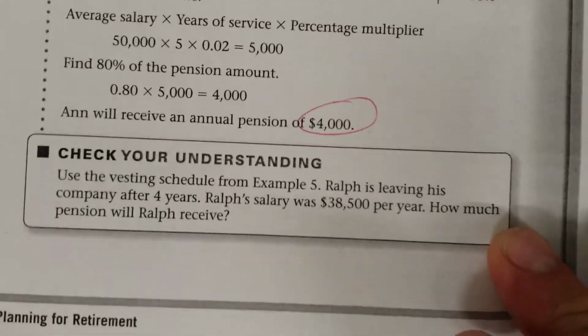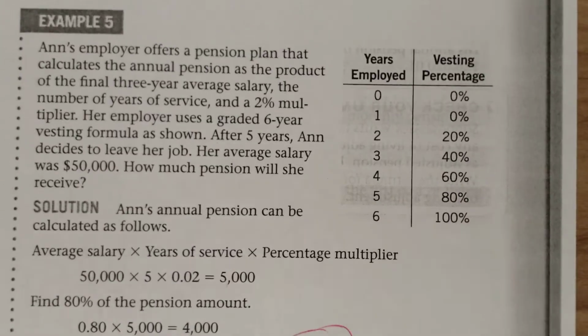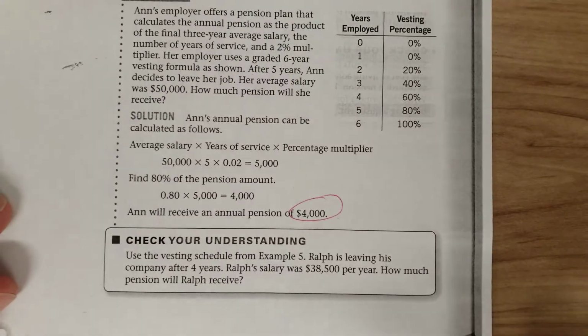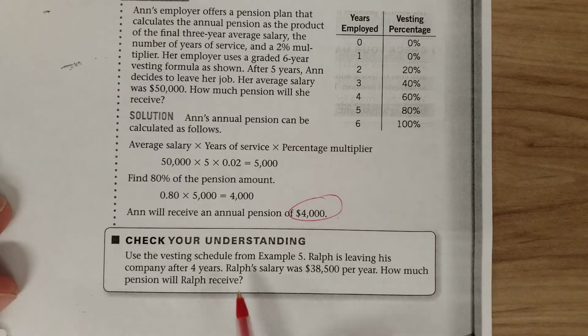So her pension from that company annually will be 4,000. All right, let's try this one. Use the vesting schedule from this example, example 5. Ralph is leaving his company after 4 years. His average salary was $38,500. How much pension will he receive?